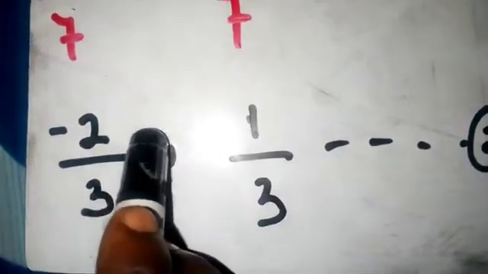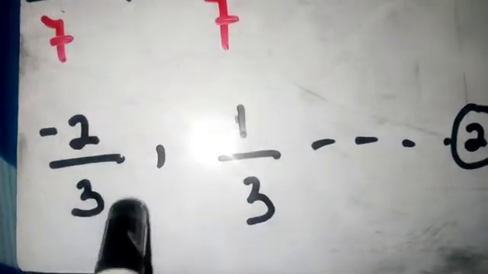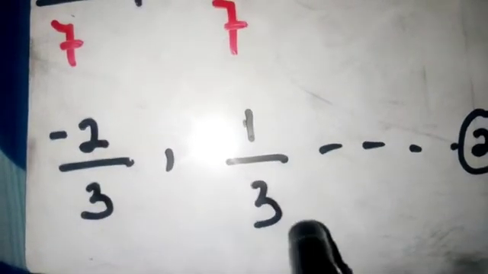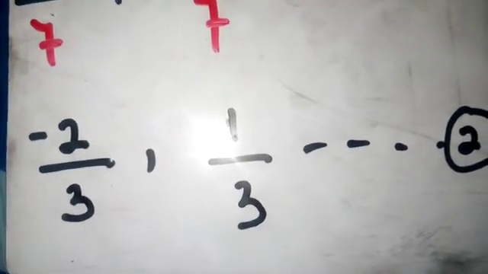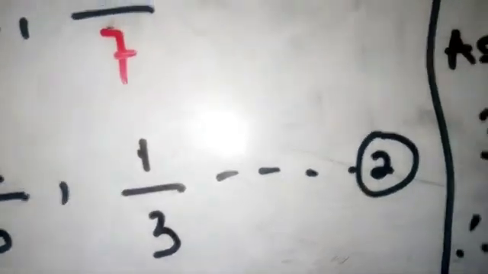Of course, minus 2 is smaller than 1. So of course, this guy is smaller than this guy. Is that okay? Very, very perfect. Now let's look at the third one.